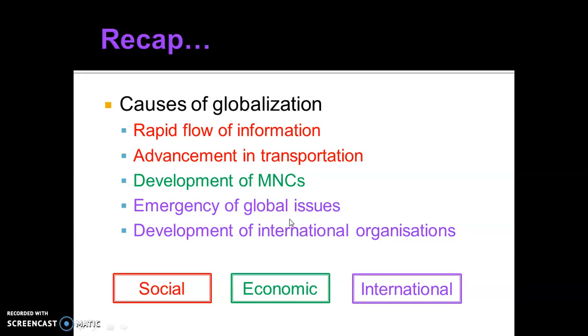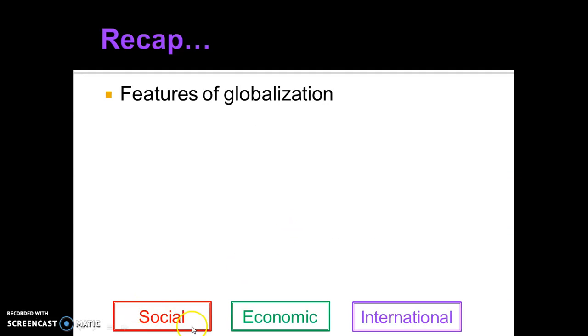So when you revise, when you try to recite the causes of globalizations, use this method. This should be easier for you to get the idea in mind much quicker. Okay, let's use this pattern again for the features of globalizations. 紅色係咩話？social，綠色係咩啊？economic，紫色係咩啊？intellectual。How you can apply this into the features of globalizations?